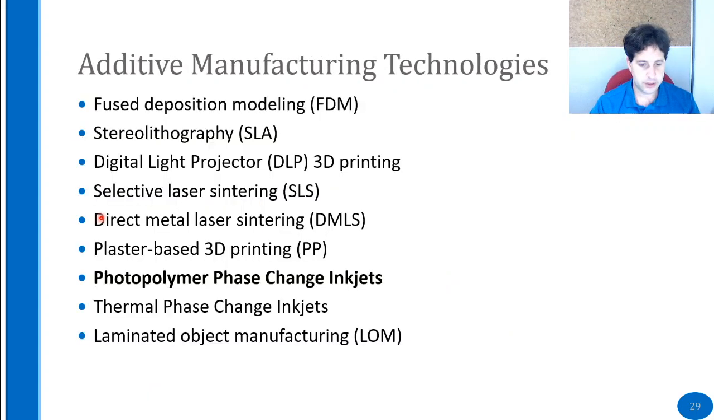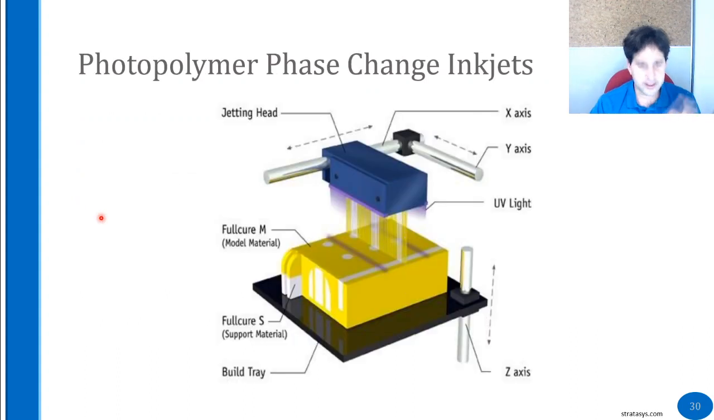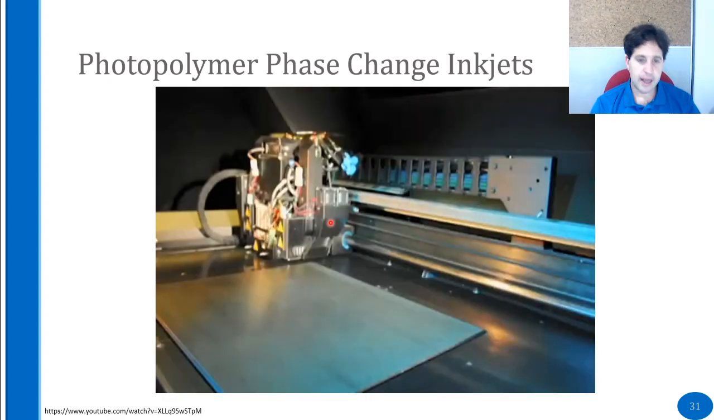This approach, and the last technology that I want to talk to you about, is photopolymer phase changing jets. The idea here is very similar to what we said before: we have a pool of material that we deposit onto the tray, but this material is a light sensitive polymer that solidifies through UV light, and not through the air or through visible light that we've seen before with the DLPs. And here is an example.